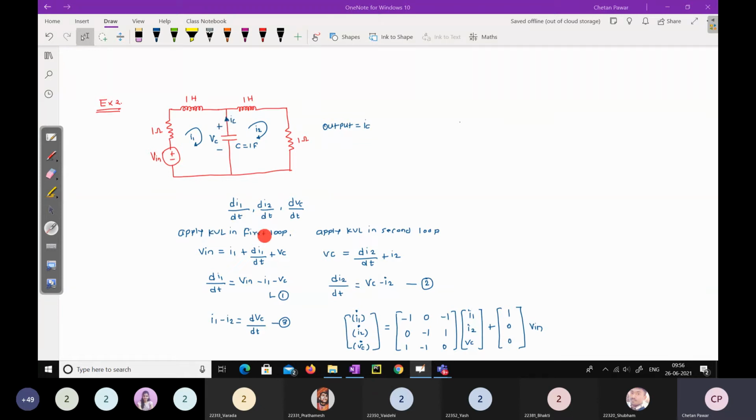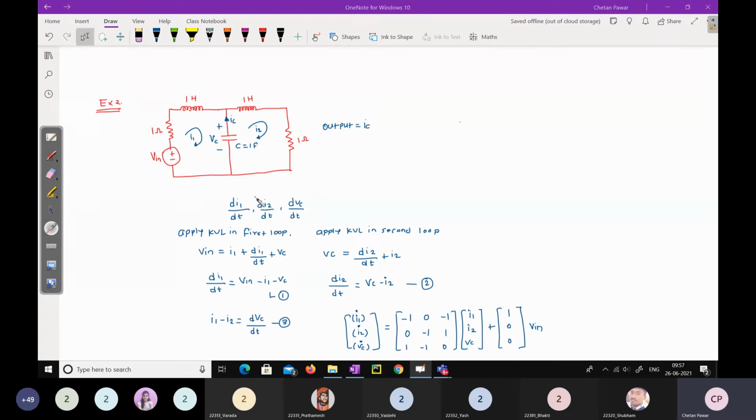So apply KVL in the first loop. So that will be V equals I1 plus di1 by dt plus Vc. If we arrange it, that will be the first equation: di1 by dt is equal to V minus I1 minus Vc. This will be my first input equation.